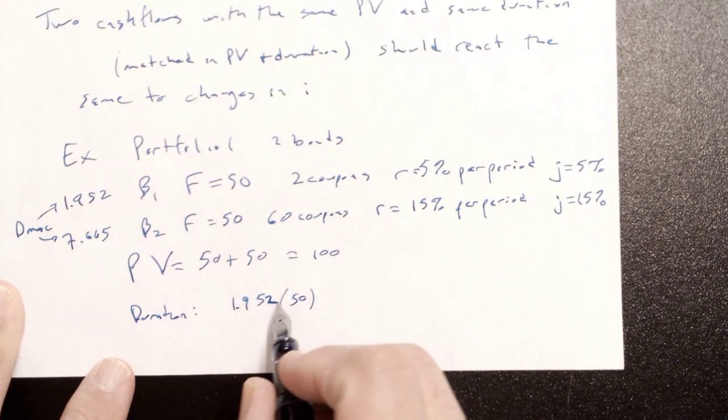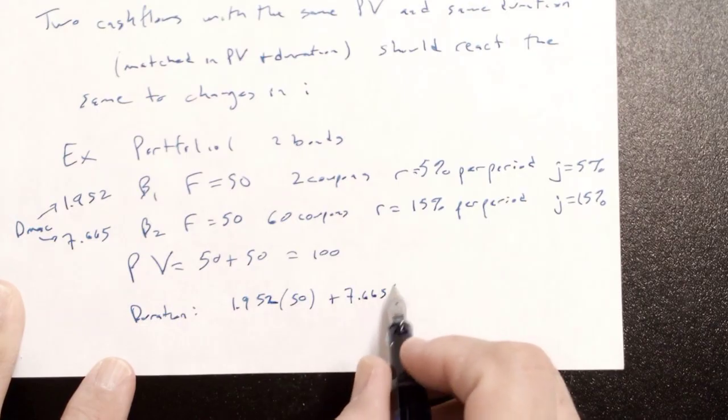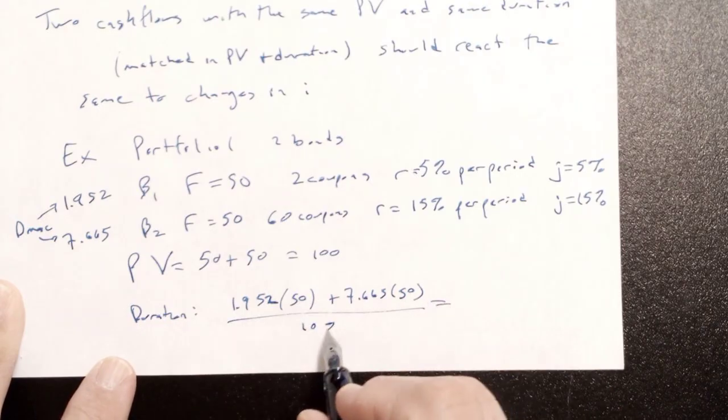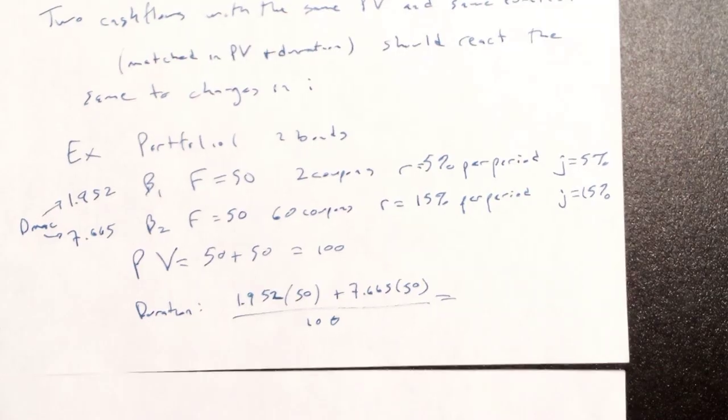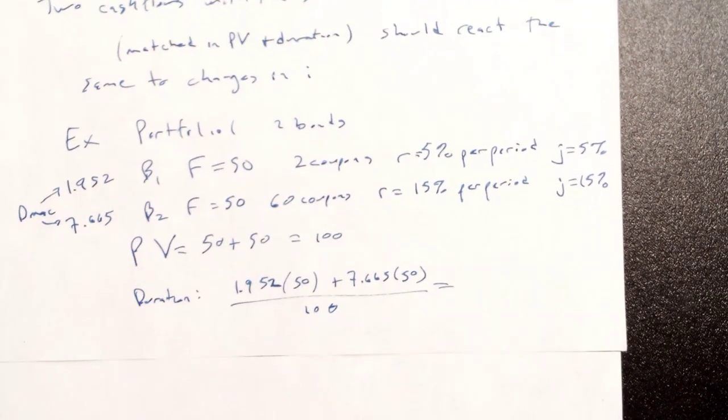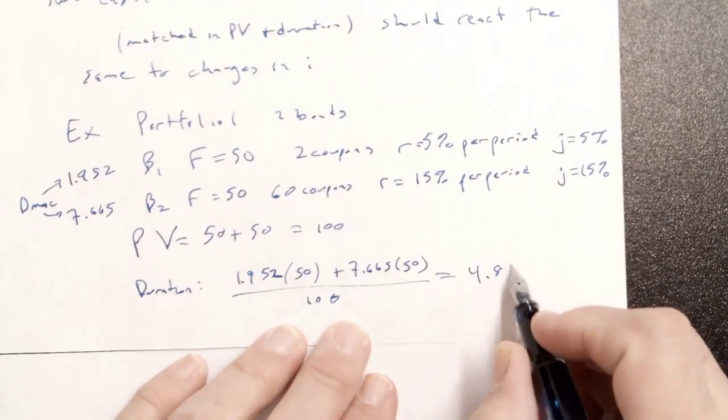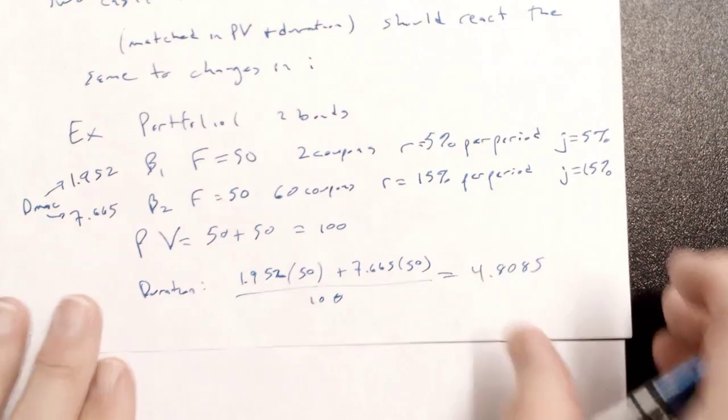1.952 times 50 plus 7.665 times 50 divided by 100 equals 4.8085. Great.